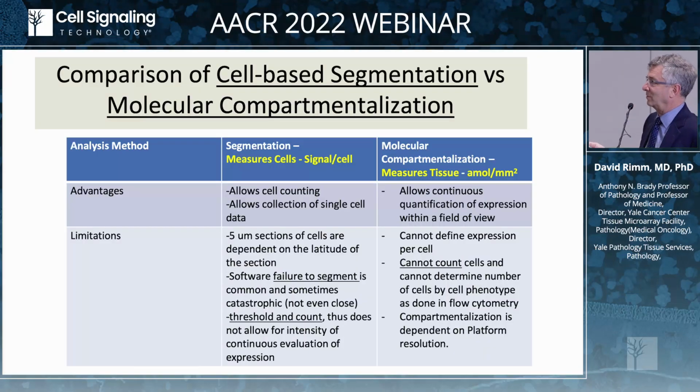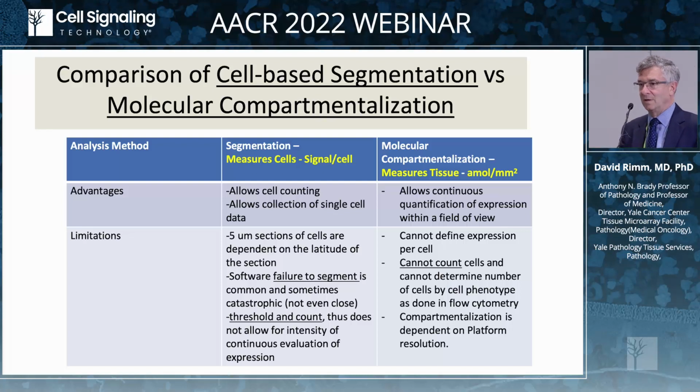So just to compare the two, segmentation measures cells. It's a cell-centric or cellist view of the world, that everything happens in cells. And molecular compartmentalization, which measures tissues or attomoles per square millimeter, can't count. So that's the biggest disadvantage. It can't count the cells on one hand. On the other hand, it measures tissue.